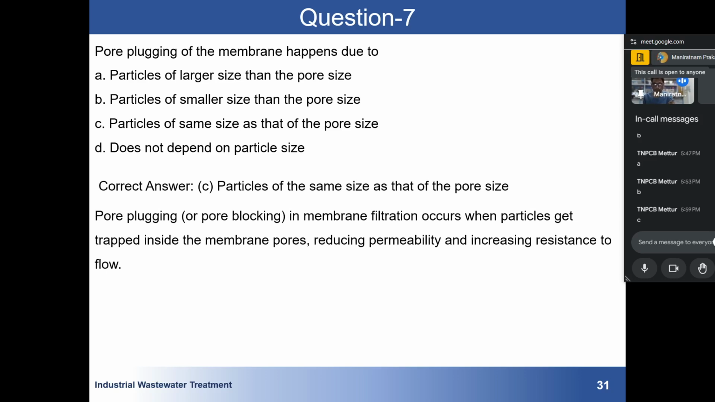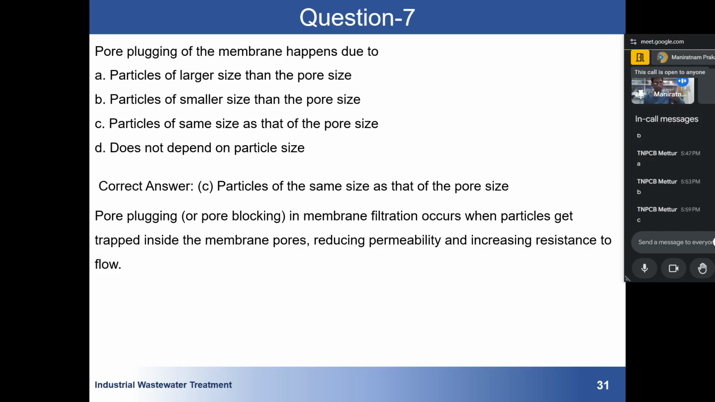Pore plugging or pore blocking in the membrane occurs when particles get trapped inside the membrane pores, reducing the permeability. Suppose this is my filter, and I am passing water through it. It has a pore size of 0.22 micron. Now I keep passing water having particles of the same size. All the pores will get blocked. This happens also in throw-and-use filters. It will choke, and no matter how high a pressure I apply, it won't work.